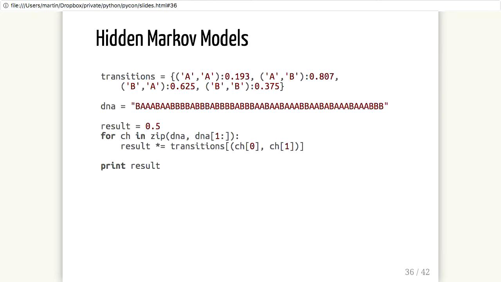There's our DNA. It's not really DNA because it's B's and A's, but all the other things were DNA, so I've called it DNA. According to the problem, we could start with equal probability in either state, so we set our result to 0.5 for the start condition. And then what I did is zipped the string to itself, but shifted by 1. And that's the zip DNA, comma DNA of 1 colon. So that gave us BA, AA, AB, etc., as a list of tuples. And so all that was left was to say, for CH in that zip, result times equals transitions.